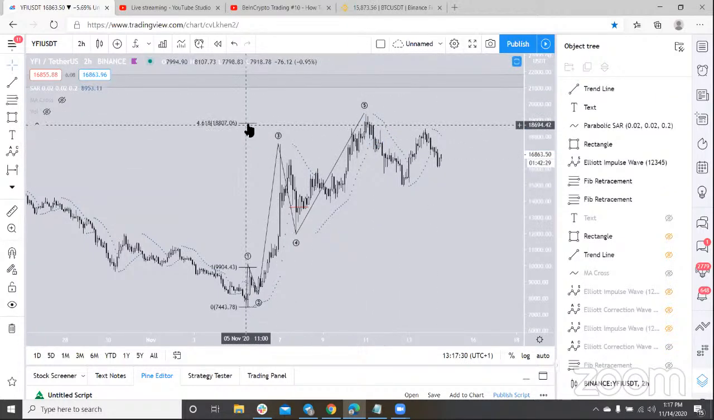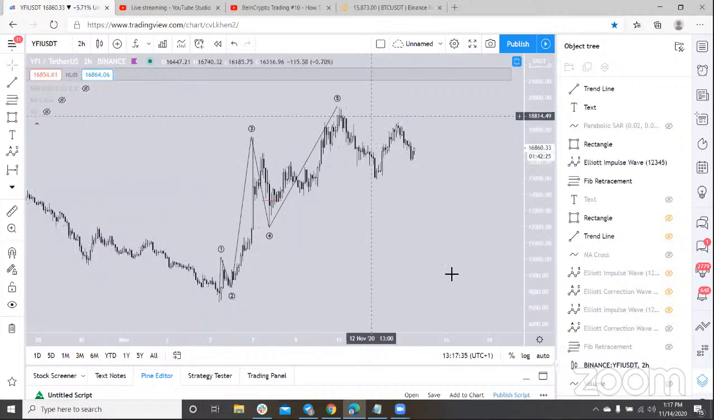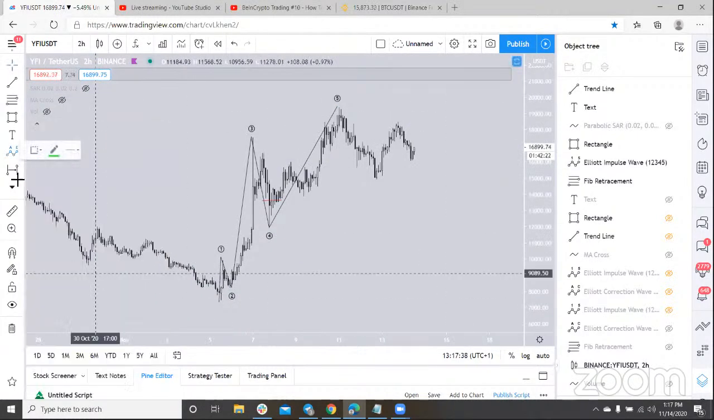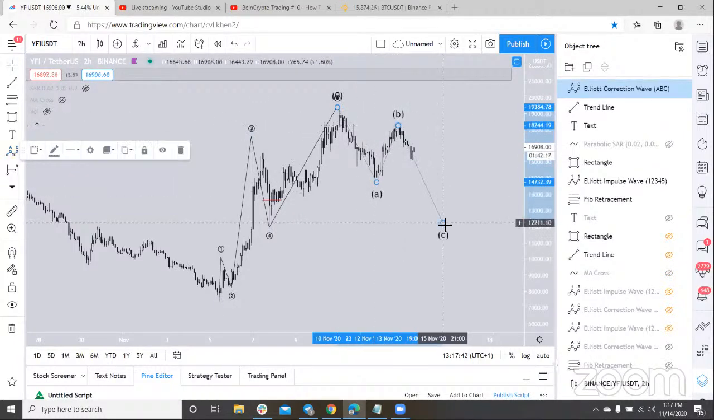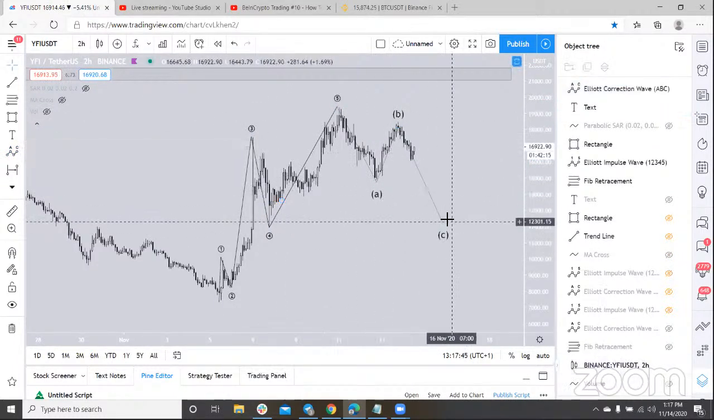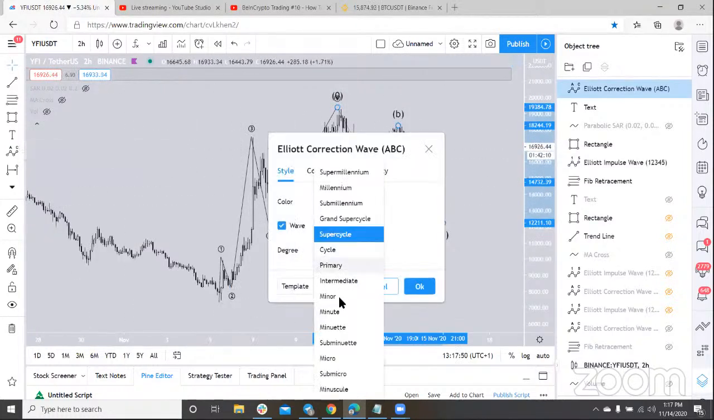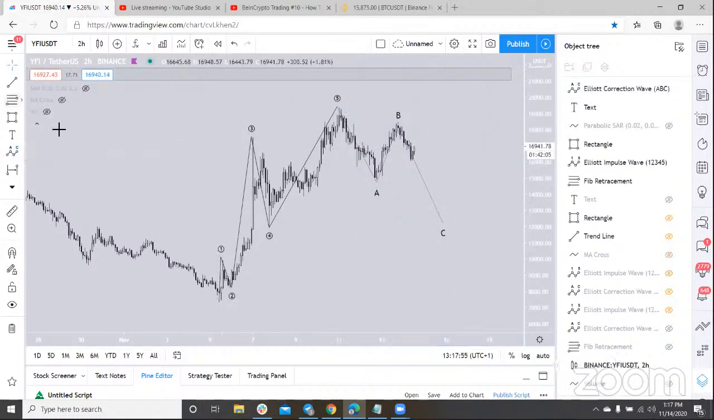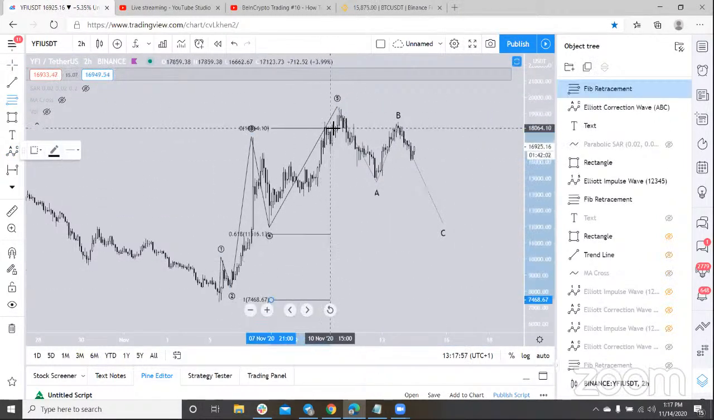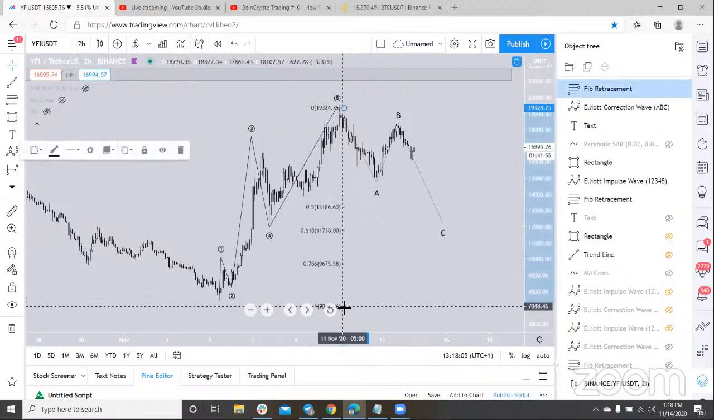Now, if I have this as an impulse, then this is an ABC. Now, how to find where the C wave will end? Again, you use the same method. First, use the fib retracement tool. You outline the 0.382, 0.618, 0.786, and the 0.5.